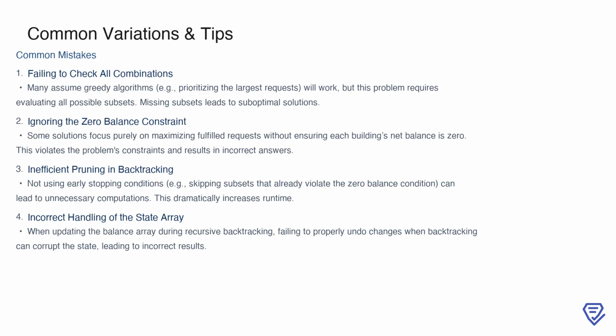Lastly, mishandling the state array during recursive backtracking is a frequent issue. If you fail to properly undo changes to the balance array when backtracking, you risk corrupting the state, which can lead to incorrect results and hard-to-diagnose bugs.